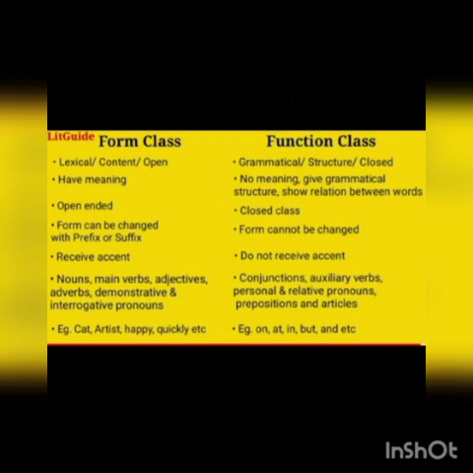Sixth point, the parts of speech that fall under this category include conjunctions, auxiliary verbs or helping verbs, that is words like be, can, could, etc. Personal pronouns, relative pronouns, prepositions and articles.